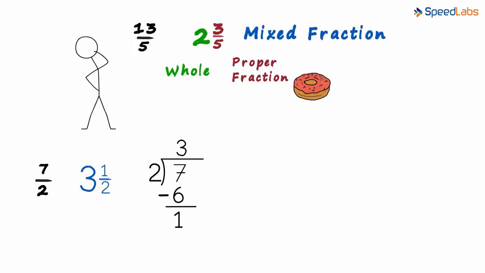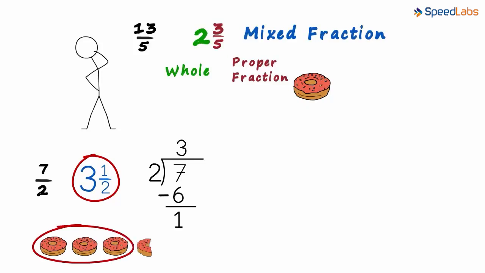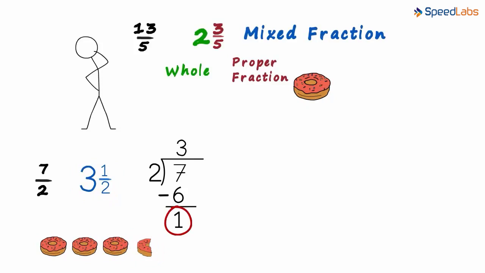If someone tells you that they ate 3.5 donuts, it means that they ate 3 complete donuts and half of 1 donut. If you find this difficult, just remember that the remainder, which is down, goes up and the divisor comes down, and the quotient forms the whole part.